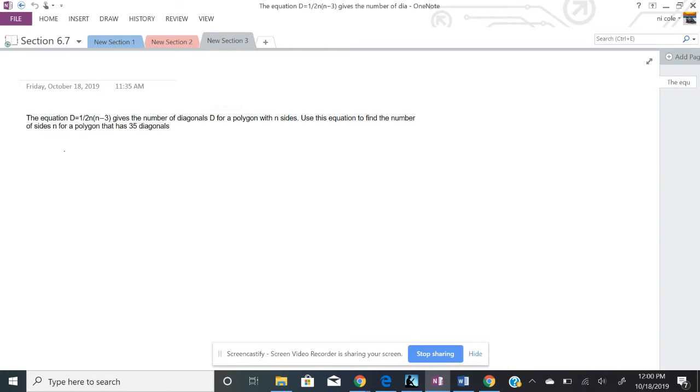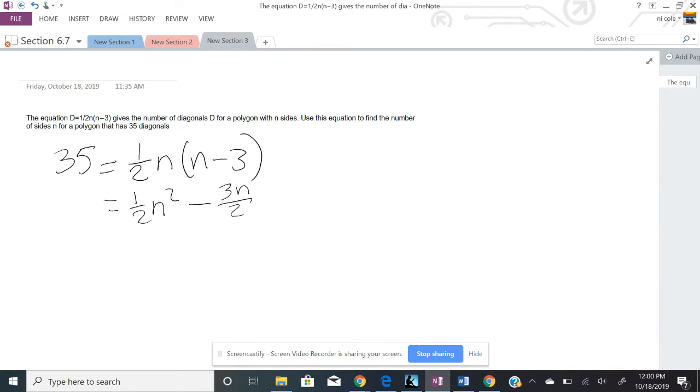Okay, so we're going to come in and say 35 is equal to 1/2 n times n minus 3. Okay, I'm going to distribute first, so I'm going to get 1/2 n squared minus 3n halves equals 35. Okay, I don't like that fraction, so I'm going to get rid of it. And how I'm going to get rid of this is I'm going to take this whole thing and multiply it by 2. But if I do it to the left-hand side, I have to do it to this side.